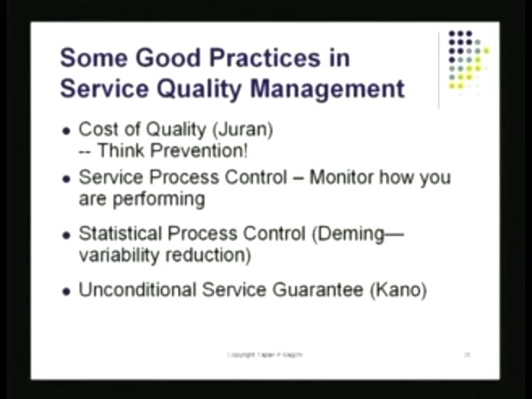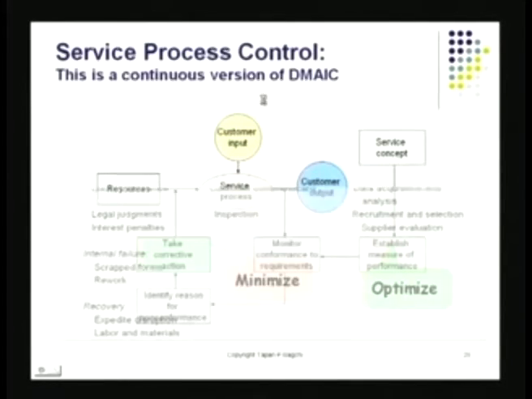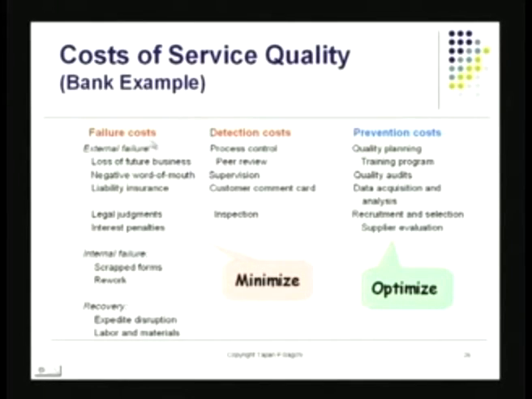This again is another vehicle by which I could delight a customer. So what is it that I would like to be able to do? If you look at the cost of quality component, for example, I'd like to be able to minimize failure costs. I'd like to minimize external failure costs. I would also like to minimize internal failure costs. I'd also like to minimize detection costs. These are generally through inspection.